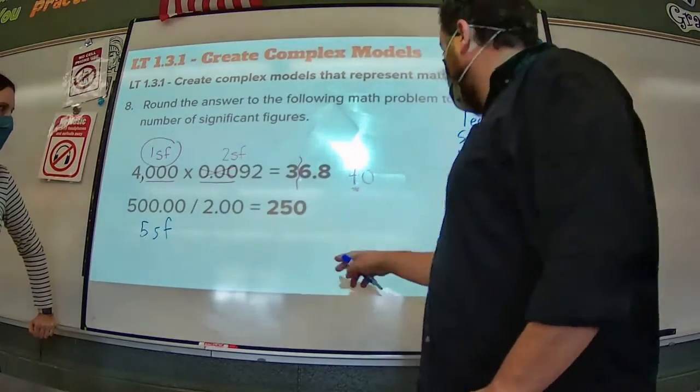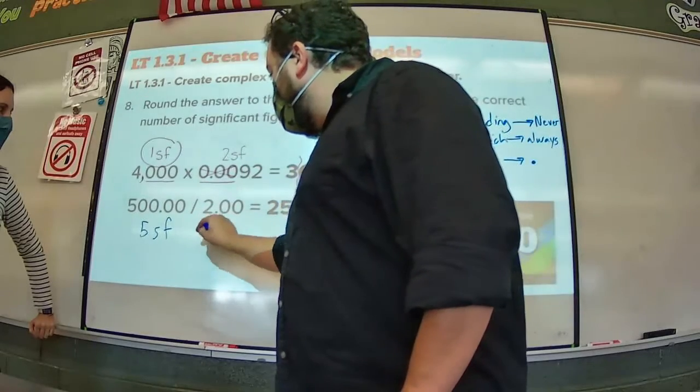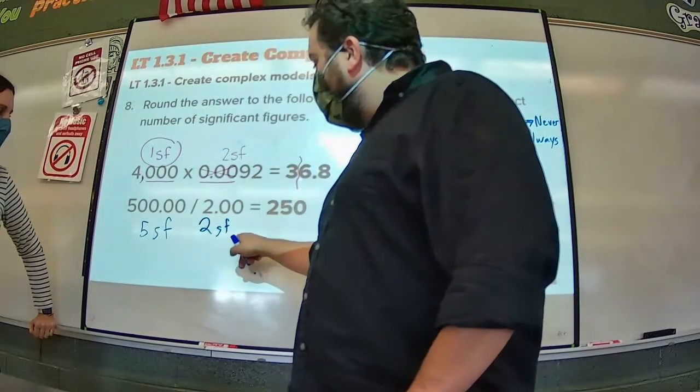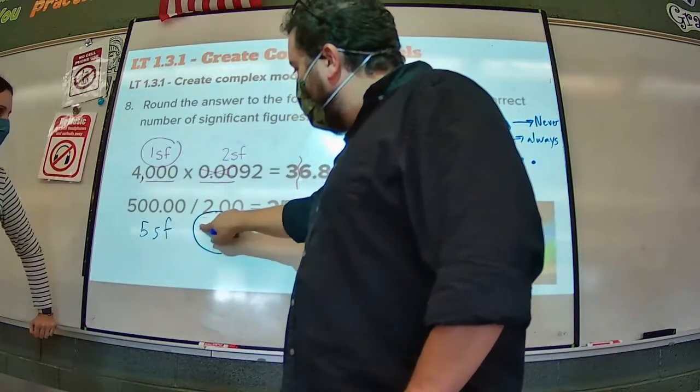Again, those are trailing zeros with a decimal, so they do count as significant figures here. And that's 2 sig figs. And so we want to round our answer based on that least, that's 3.